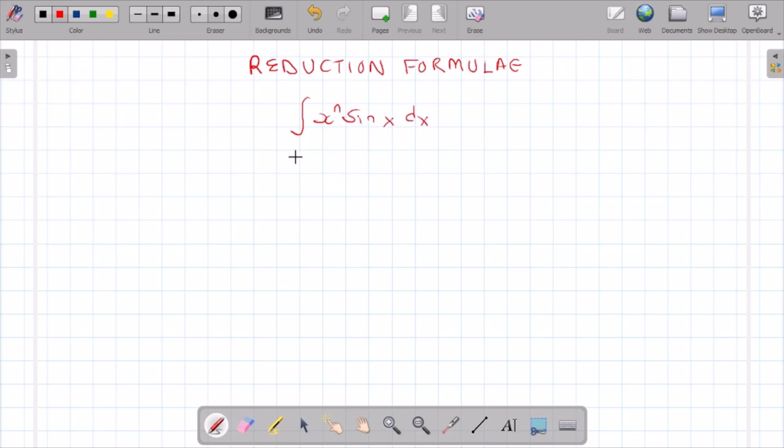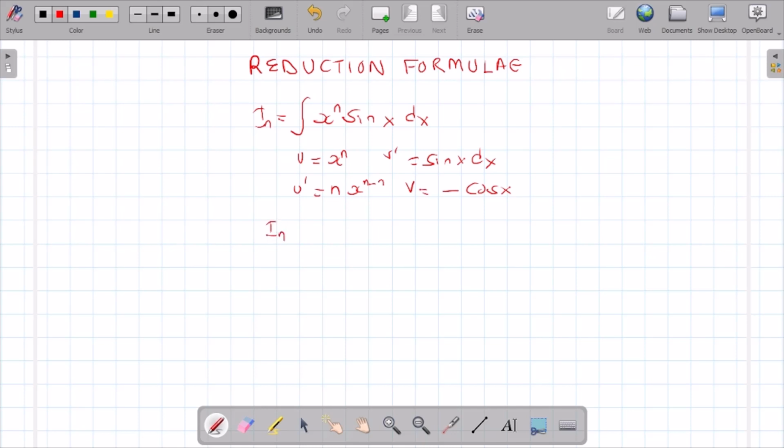All right. We have to choose our u. What is our u? Our u is x to the power of n. Now, what is our v prime? Our v prime is sine of x dx. What is our u prime? Our u prime is n x to the power n minus 1. And what is our v? V is the integral of sine x, which is minus cosine of x. Great.